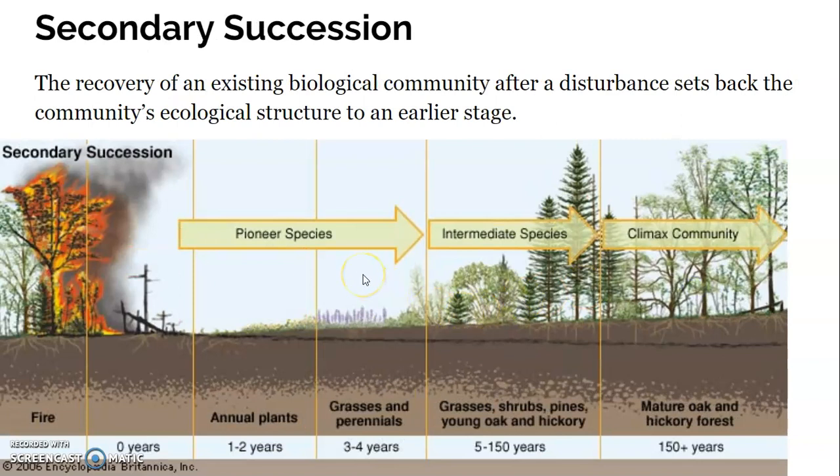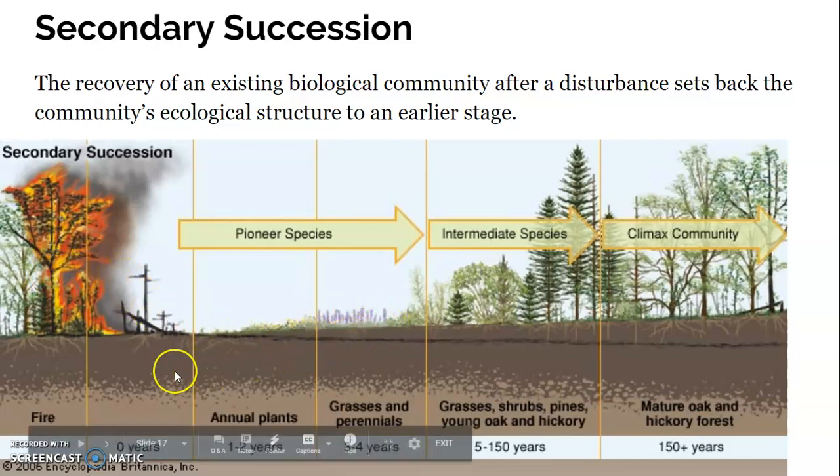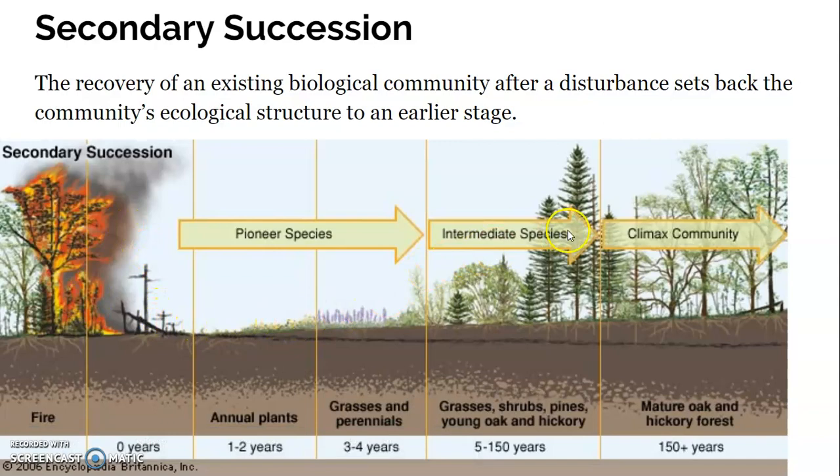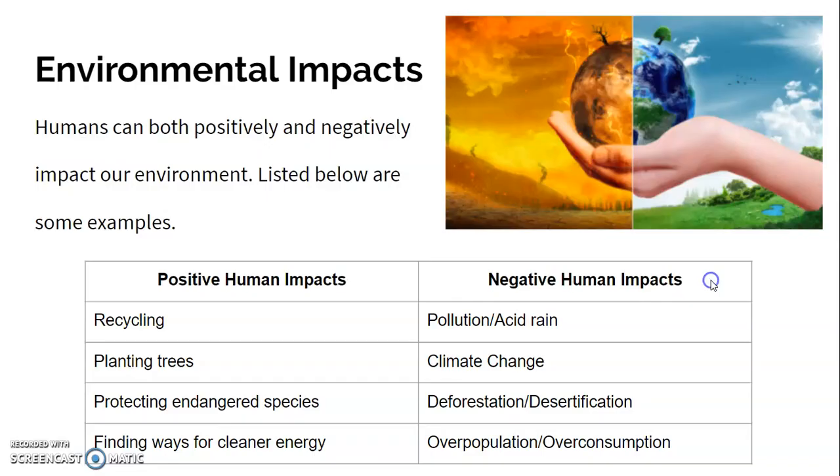Now, the difference between primary and secondary succession is that secondary succession started at a climax community and something happened. A flood came in, or a forest fire happened, and it burned everything down or wiped everything out. Secondary succession takes a lot less time to come back because things were already there and there's already nutrients in the soil. So if a fire comes in and wipes it out, it's going to be a little bit quicker for it to reach that climax community again.